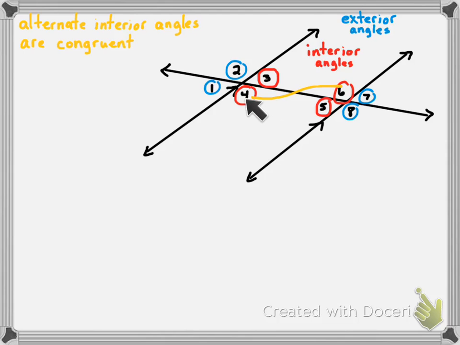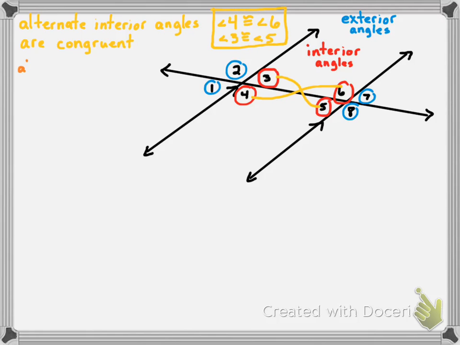So angle number 4 and angle number 6 are alternate interior angles. So that means angle number 4 is congruent to angle number 6. And the same thing for 3 and 5. They're alternate interior, so angle number 3 is congruent to angle number 5. Which means angle 4 equals angle 6 and angle 3 equals angle 5.